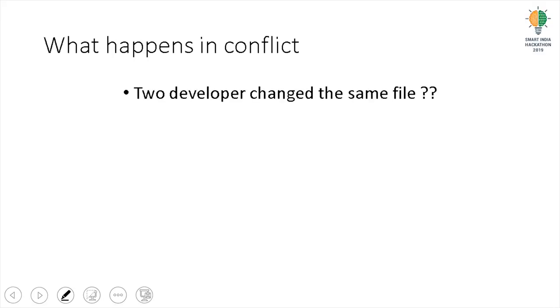What happens in the conflict? What happens if two developers change the same file? We saw what happens. We saw how to resolve the merge conflict with Tortoise Git. I am showing it with the GUI because it is easier, but you can do the same thing in the command line as well.